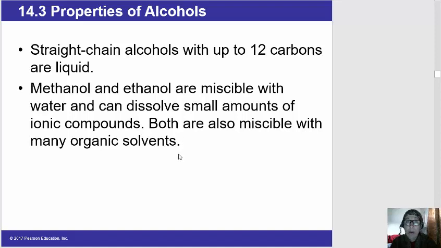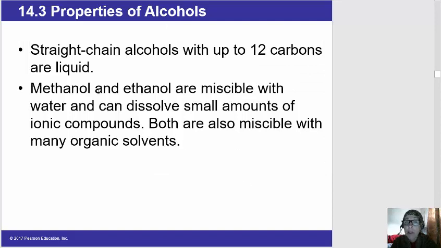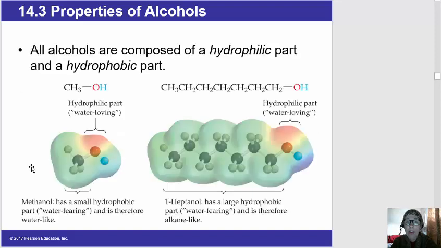Now, straight chain alcohols with up to 12 carbons are going to be liquid at room temperature, and methanol and ethanol are miscible, which is a word that means soluble for two liquids, with water. Methanol and ethanol can also dissolve small amounts of ionic compounds, and both are miscible in many organic solvents.